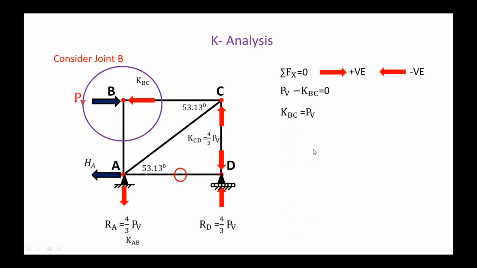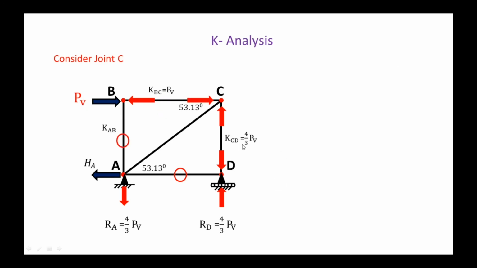Now our aim is again to find the value of KAB. Here KAB is a vertical member, so apply the sigma Fy condition. At the joint B again there is no force, that is why we can say directly KAB is equal to 0. Now remaining is the last force, that is the member AC. We got the value of members AB, BC, CD and AD.